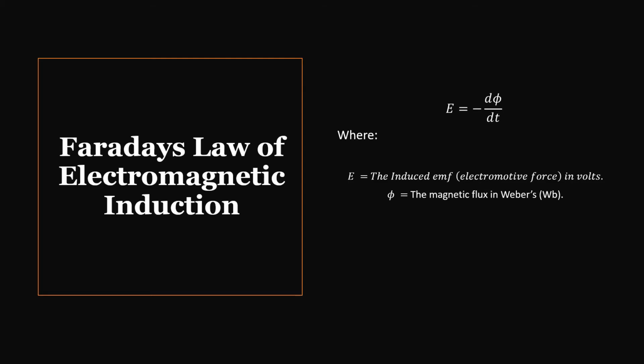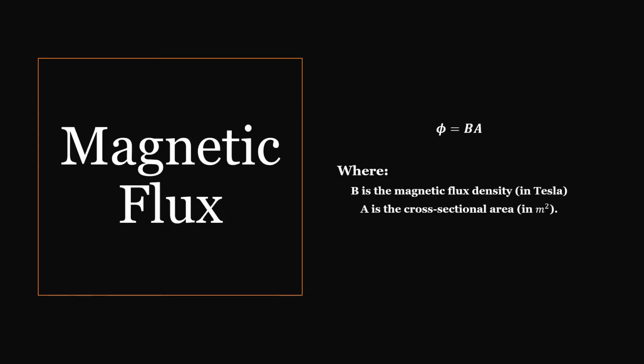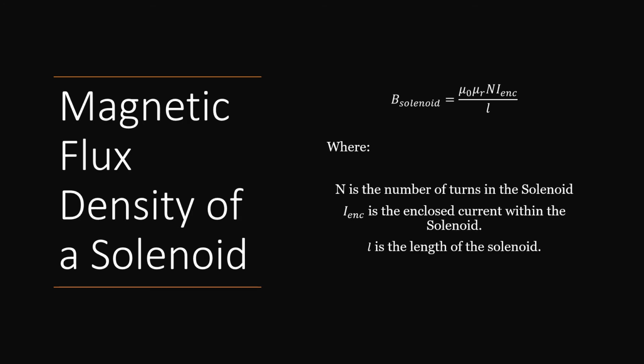The principle of inductive coupling is based upon Faraday's law of electromagnetic induction, which states that the induced EMF is directly proportional to the rate of change of magnetic flux. The magnetic flux is given by the following formula, where B is the magnetic flux density in Teslas and A is the cross-sectional area in meters squared. The magnetic flux density of a solenoid is given by the following formula.